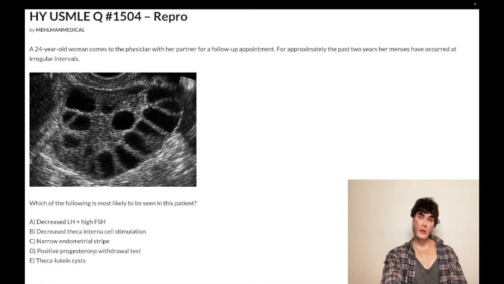Theca lutein cysts, in contrast, they'll tell you on the USMLE, they'll just say, woman's last menstrual period was 3 or 4 weeks ago, implying she could be in early pregnancy, but not know yet. And she's got some dull pain bilaterally, or ultrasound shows some cysts bilaterally. You just need to know they're a benign finding and you don't have to treat them. Okay, so wrong answer.